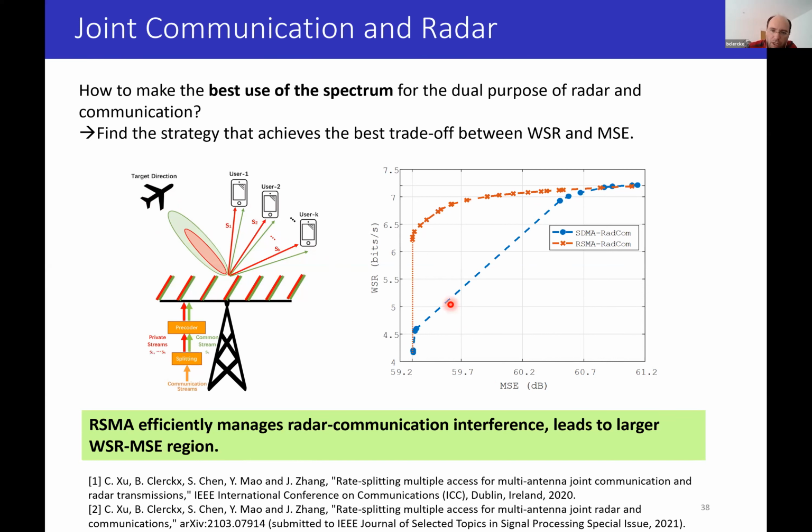And what we can show here is that for a given radar metric, you can actually improve the performance of the communication by using rate splitting, simply because rate splitting is more efficient at managing the interference between the communication users, but also between the communication and the radar. So the common stream here can play an important role to enhance the performance of the radar and at the same time manage the interference between the communication users.